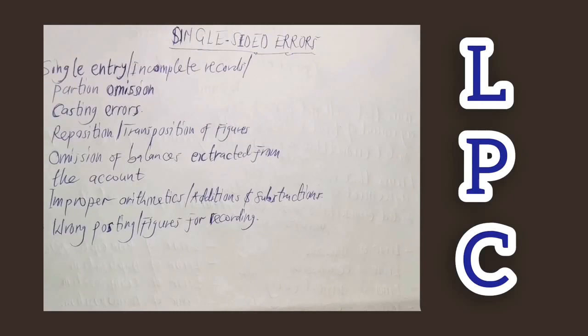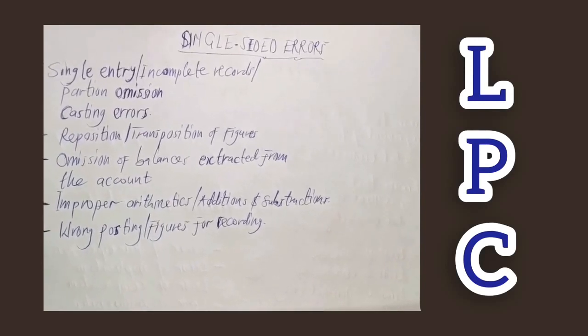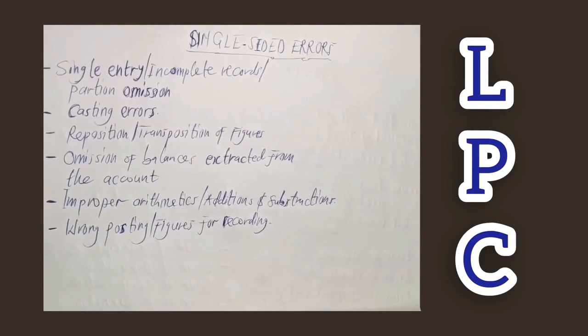So anytime we have single entry, we are talking about entries that have been made just once in the books of account, where double entry is not properly adhered to. It becomes a single entry or incomplete records. At the end of the day, the double entry wasn't complete, so it becomes incomplete records. And once part of the transaction has been omitted, then it becomes partial omission. Just one part of the entry, either the debit or the credit, has been omitted. I hope that is clear, right? So that is partial omission or single entry or incomplete records.